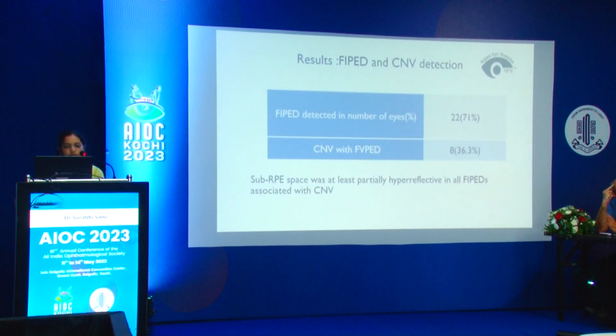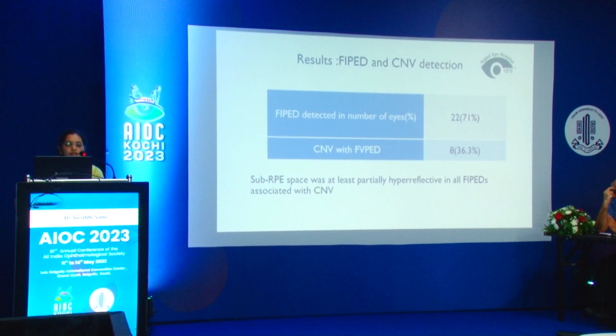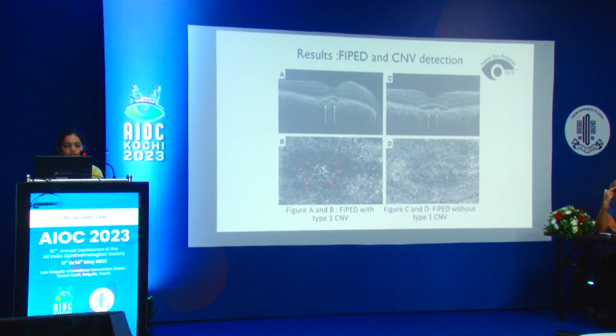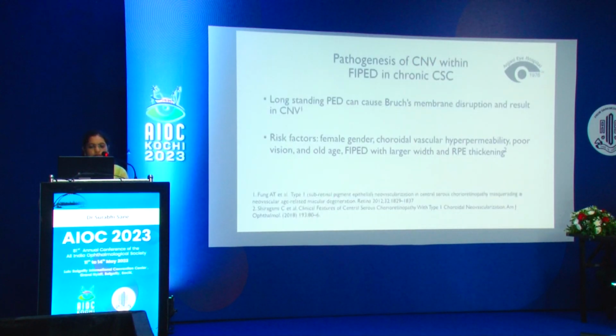393.4 microns. So we detected FIPEDs in 22, that is 71% of the eyes, and a CNV was detected within these FIPEDs in 8, that is 36.3% of eyes. The sub-RPE space was at least partially hyper-reflective in all the FIPEDs which were associated with CNV. So this is a representative photograph. On the left-hand side in image A and B, we can see an FIPED with type 1 CNV. And on the right-hand side in images C and D, we can see an FIPED, but there's no CNV detected.